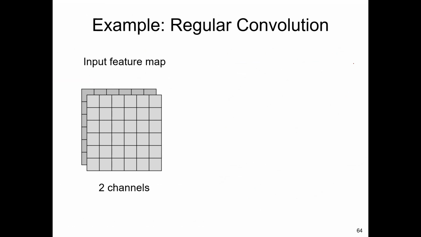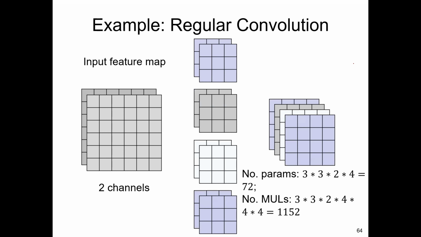So let's do the math for a regular convolution. You have, say, two input channels and four filters. Number of parameters, so one filter is this many parameters, and four filters, that's 72 numbers. I think I forgot the bias. It's only the weights. Number of multiplies is this many.